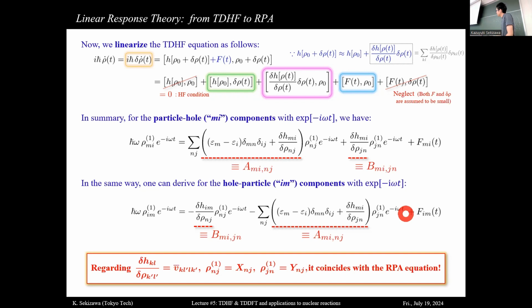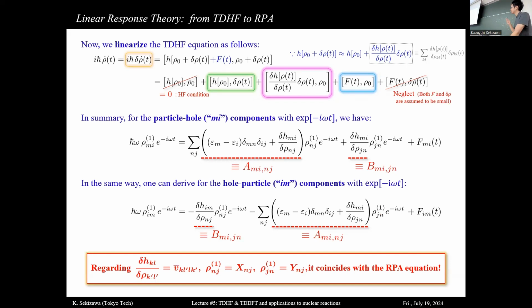Okay. So in this way, based on the TDHF equation and assuming small amplitude perturbation, small fluctuation around the equilibrium density, we could derive the RPA equation from the TDHF. Okay, so this is the second part of my lecture.